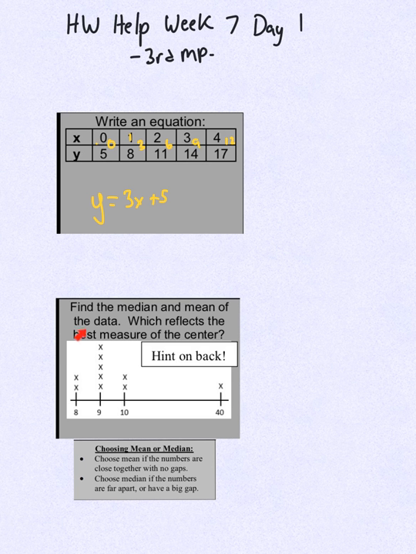Now we're going to go down to this one down here. So this says find the median and mean of the data, which reflects the best measure of center. All right, so first we have to find the median and mean, and then we'll talk about choosing the best measure of center. So I'm going to write this down so we're ready.